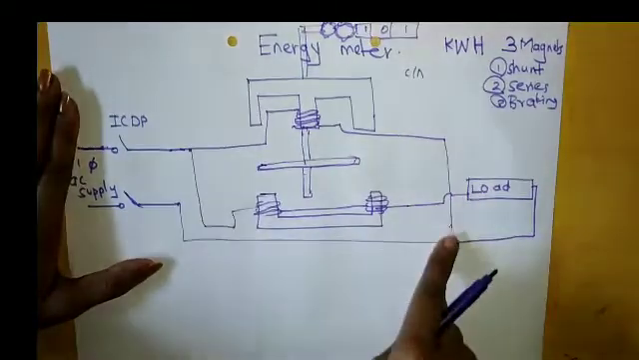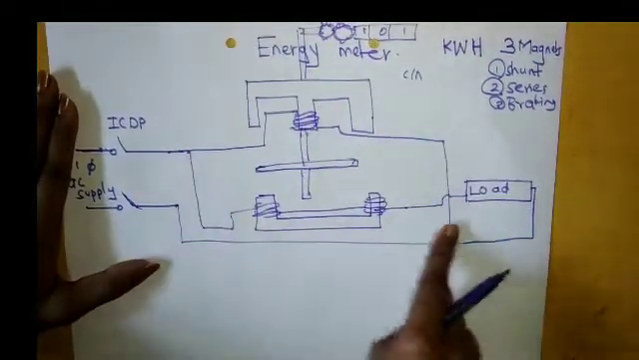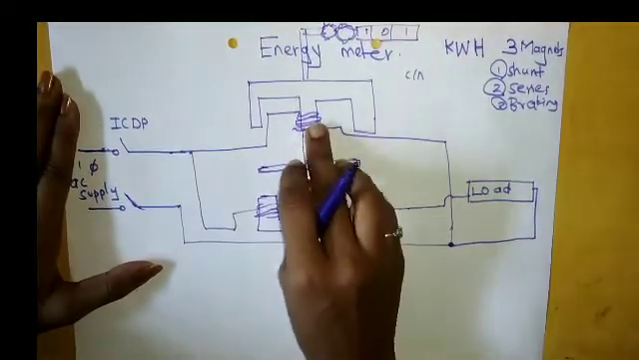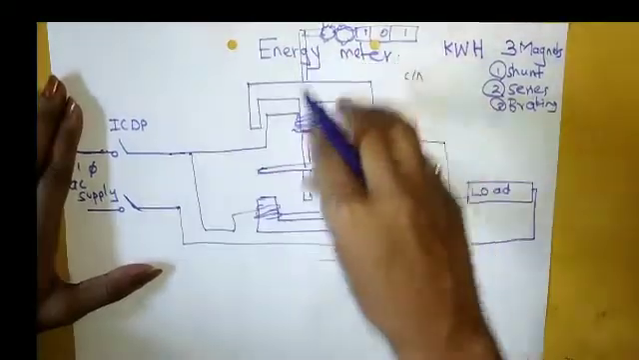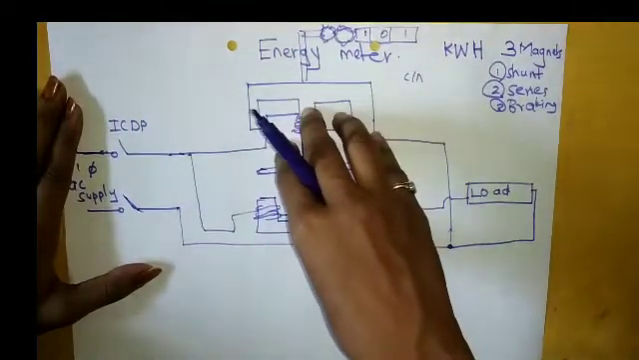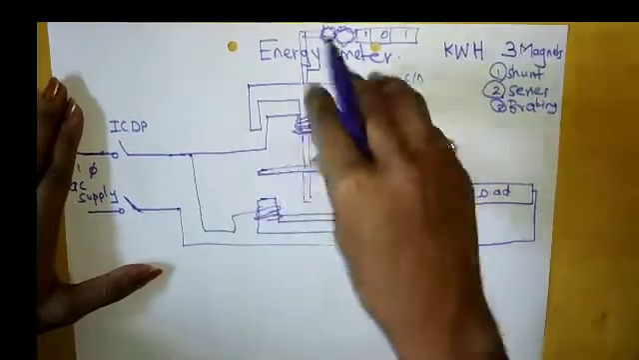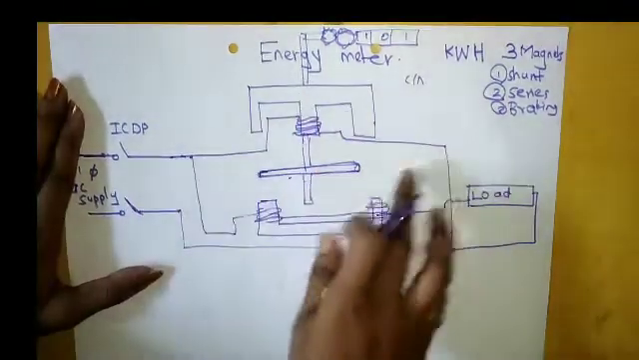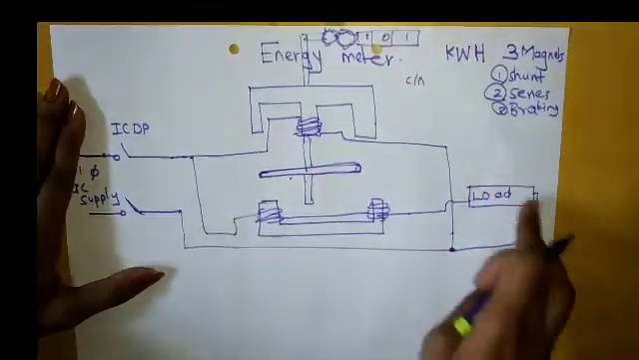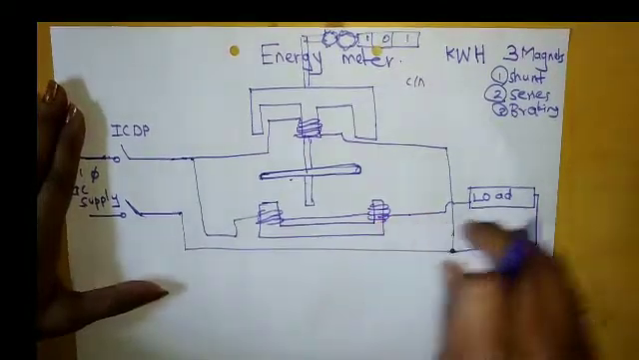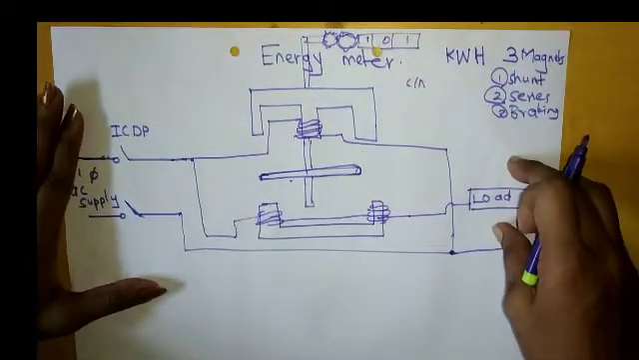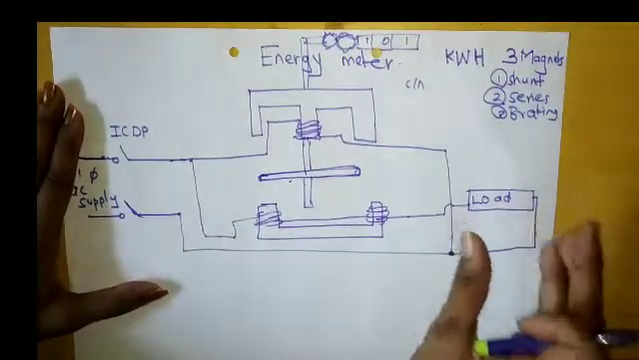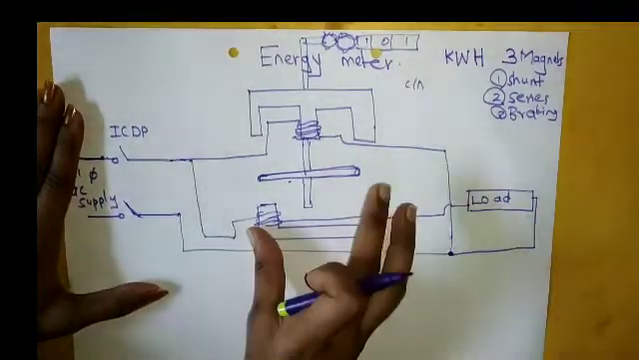Current is flowing through this magnet also. This is the coil, right? Here is one magnet, and here is one magnet. The flux will get generated, and this flux will cut the disc. The load current is flowing through this magnet also. Whenever there is load in our circuit, this will be in existence. Just remember the relation between these: whenever load is there, this will be present.